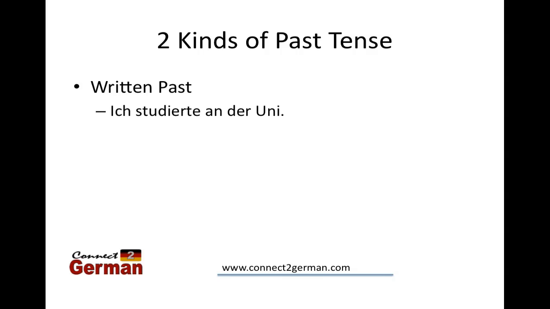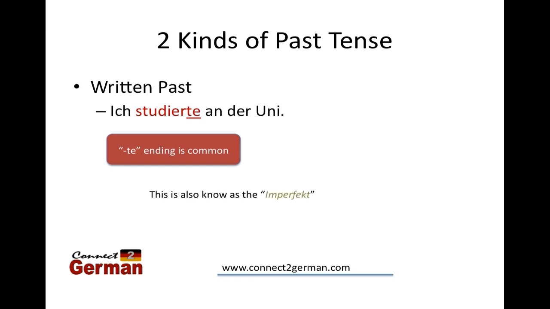Now, the second form, which we're going to focus on in this video, is the written past. Here's an example. Ich studierte an der Uni. Studierte with te at the end. Notice how te is a very common ending for this. It doesn't happen all the time, but it's a common ending. And this is also what's known as the imperfect, in case you've seen that before in a book or you've heard that from your teacher.